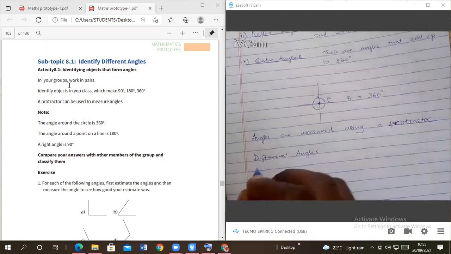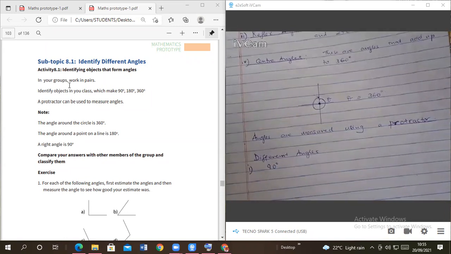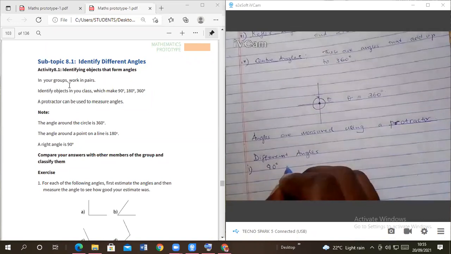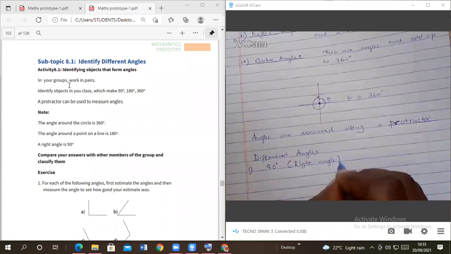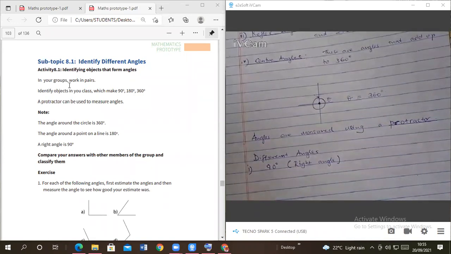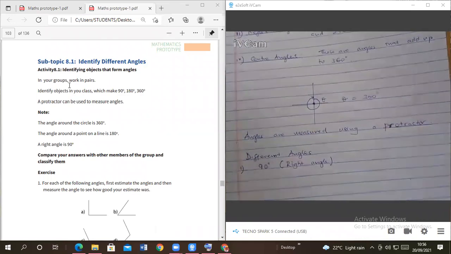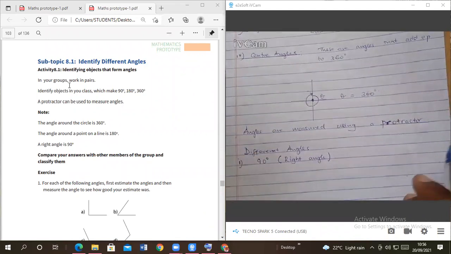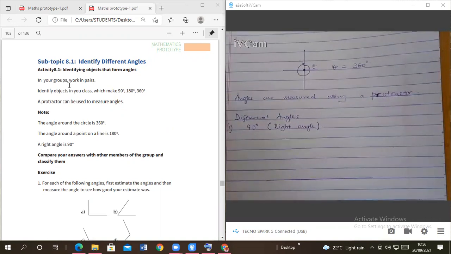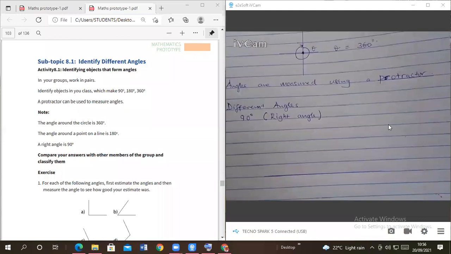So we shall start with Roman number 1, 90 degrees. And 90 degrees is what we call the right angle. So how do we draw the right angle? If this is your line, like this, we are going to draw. Okay, so I've drawn a line there, and I want to draw 90 degrees.